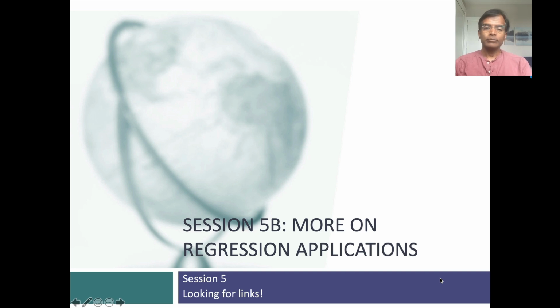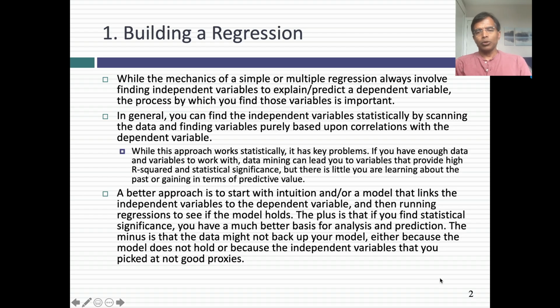Welcome back. In this session, I'd like to continue our discussion of regressions. Let's start with a very simple question. When you're going to run a regression, we know there's always a dependent variable and always independent variables, sometimes one in a simple regression and sometimes many. The question is, how do you come up with these dependent and independent variables?